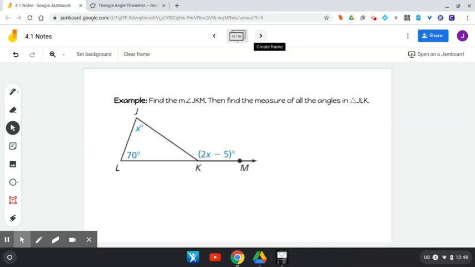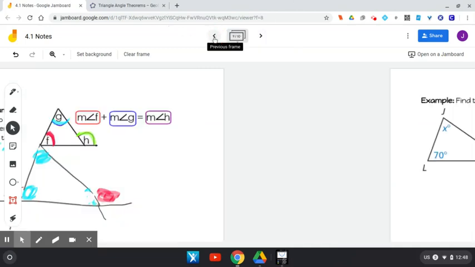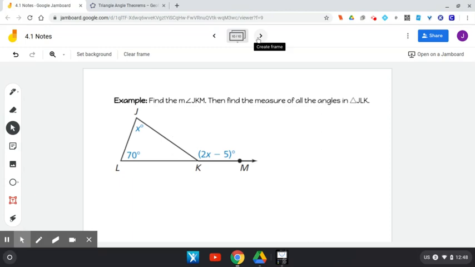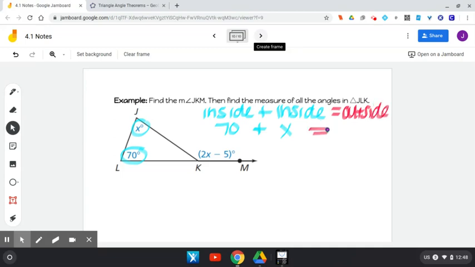My biggest way to remember, the best way to remember, in my opinion, is to say inside plus inside equals the outside. So if we follow that here, inside plus the inside equals the outside. And I know this angle right here is my outside angle.